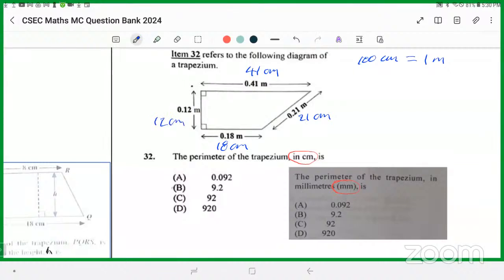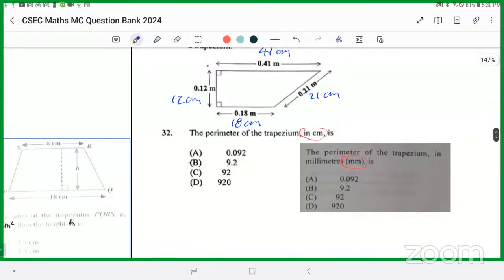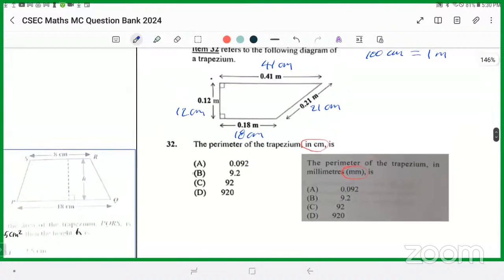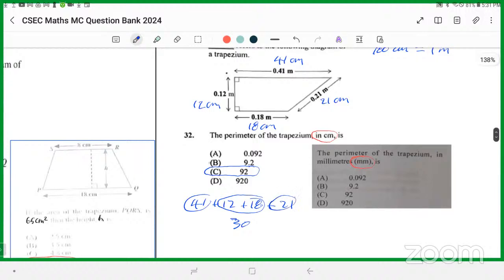And the perimeter, adding up all of those, I just want to make sure it's 92. Looks like 92 if you add them up, right? In centimeters, it will be 41 plus 12 plus 18 plus 21. These 2 inside here give me 30, and these 2 give me 62. So that's 92. They add up to 92.